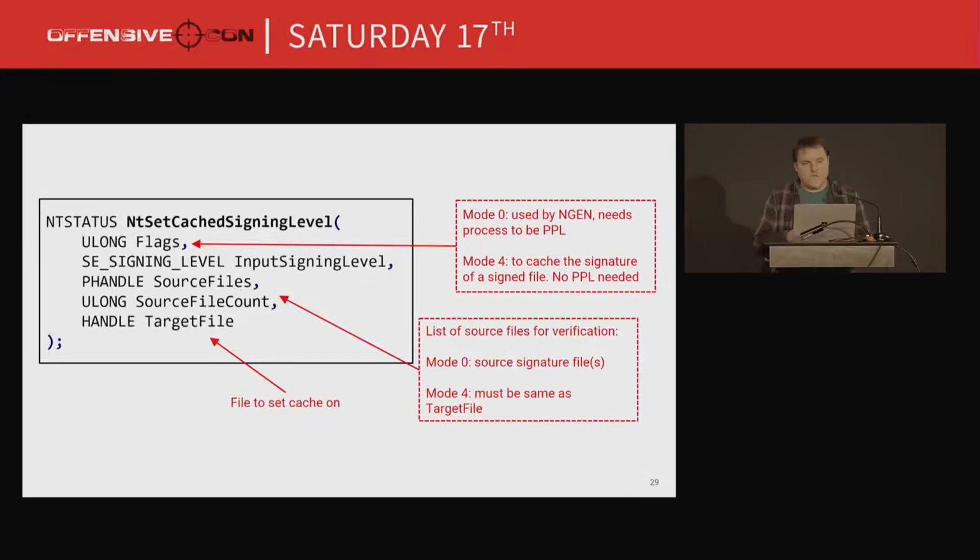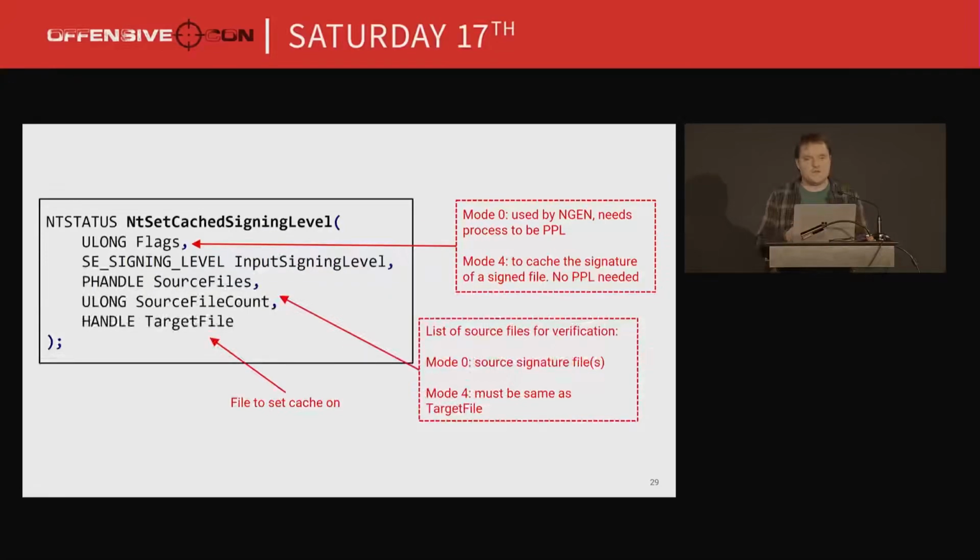But of course, there must be a way of doing this from user mode, and Microsoft added a system call in Windows 8, the NtSetCachedSigningLevel system call, really complicated naming there. It takes some flags which indicate a couple of different operating modes. It has mode 0, which is the one used by NGen, which allows you to sign unsigned files by effectively applying a signature from an existing signed file.